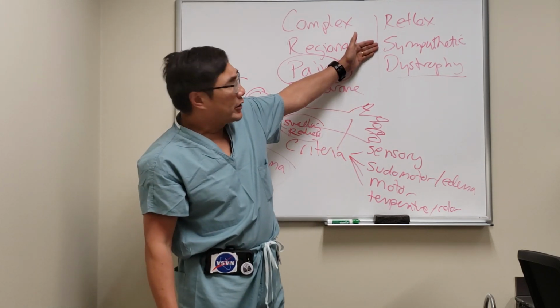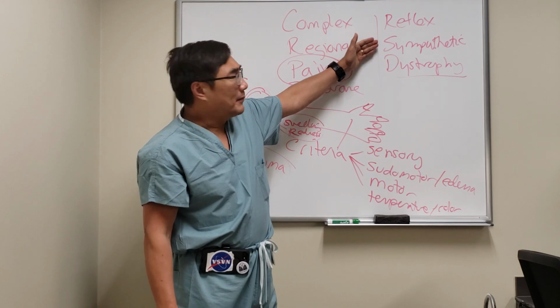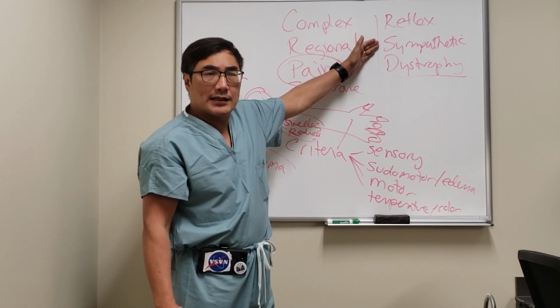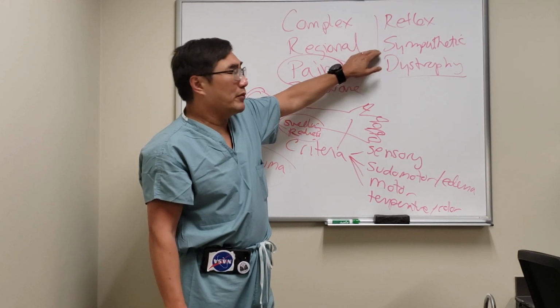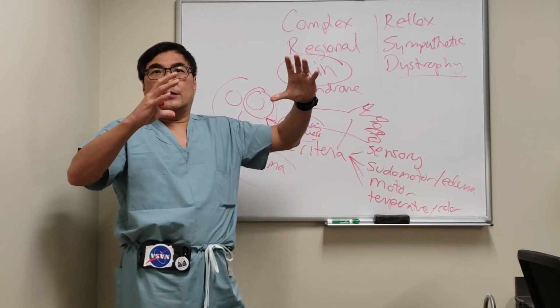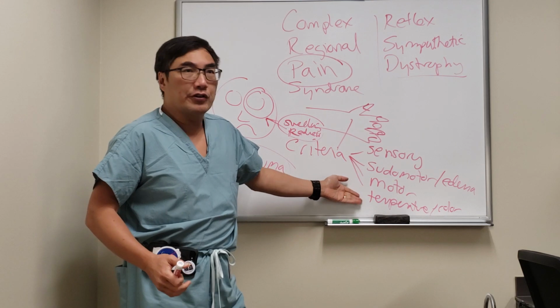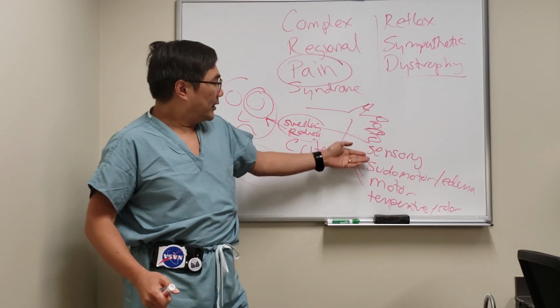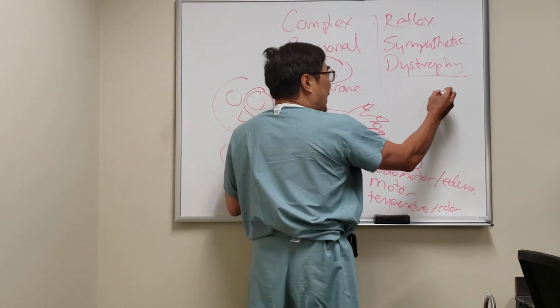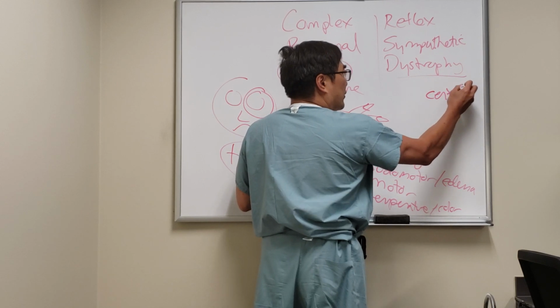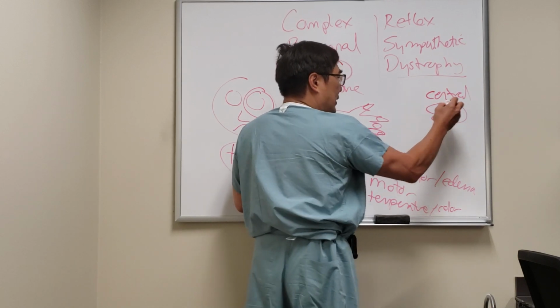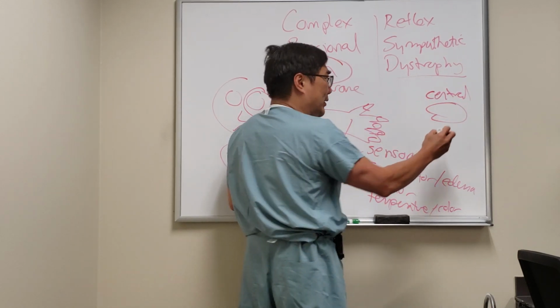And now you can see why we used to call it sympathetic mediated reflex sympathetic dystrophy, because it was thought that the vasodilation phase of the sympathetics was causing the pseudomotor, the color, and the temperature changes. So it's probably central. There's some mechanism that is central involved here. It's not clear what this is.